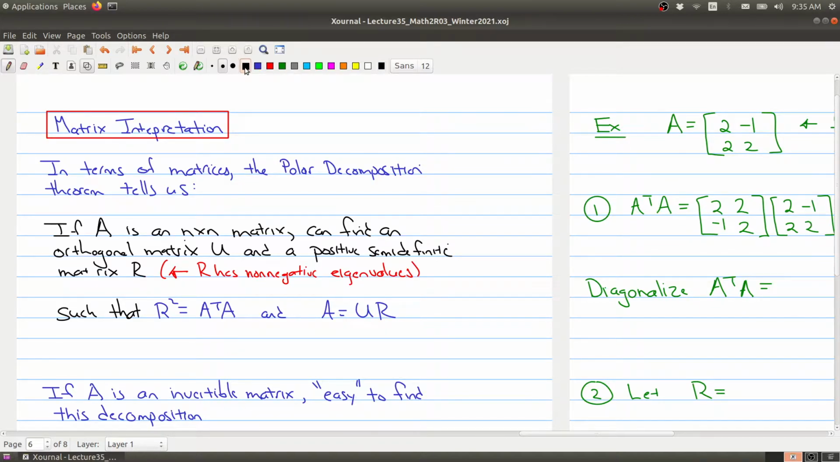Okay, so if you want to think about it in terms of the operators, the U here is the matrix analog of an isometry, because orthogonal matrices correspond to isometries, and this R over here is the matrix analog of the square root of the operator, because of this property right here. So that's really the matrix version of what we've been doing.